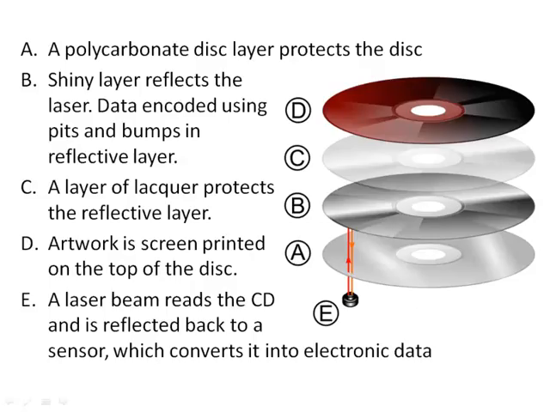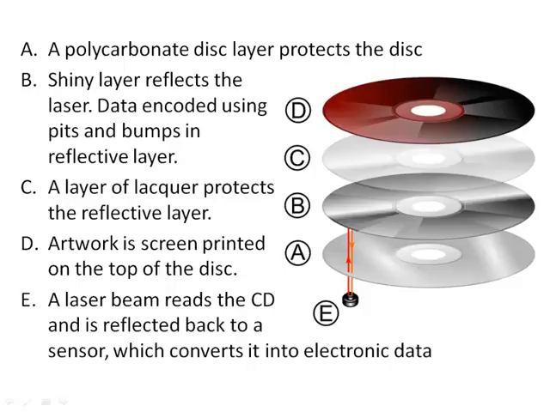And they all follow roughly this basic pattern. The bottom layer here is a hard layer basically that just protects the disk, protects the read-write surface. Above that, at B, is a shiny layer that reflects the laser. And data is encoded in that layer in pits and bumps in the reflective layer. On the other side of that we have an extra layer to protect the other side of the reflective layer, and then on top of that we may have some artwork or imagery or text or just a label area on the top of the disk.